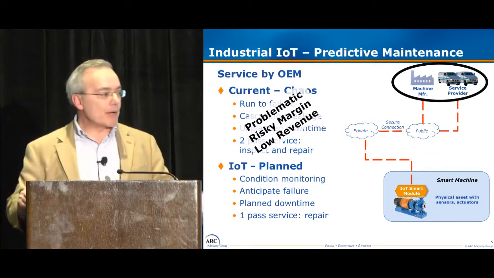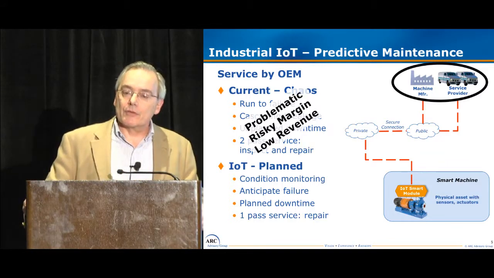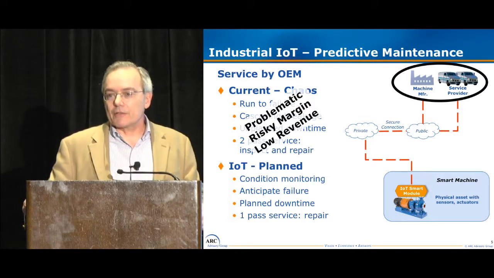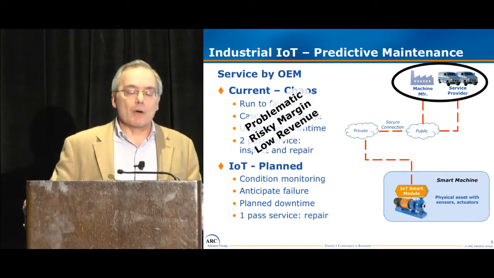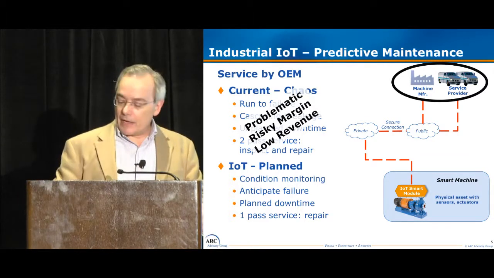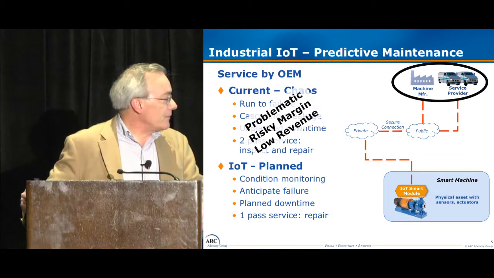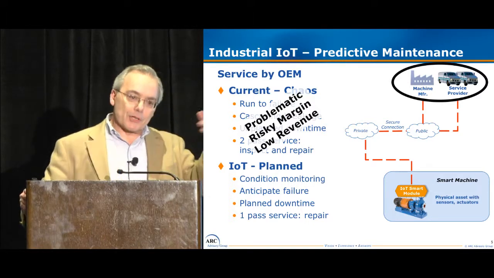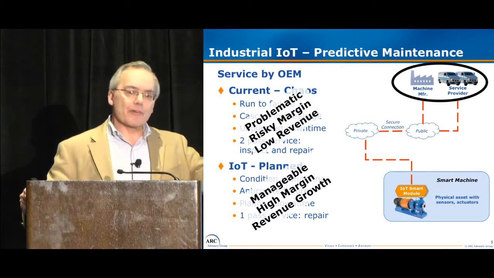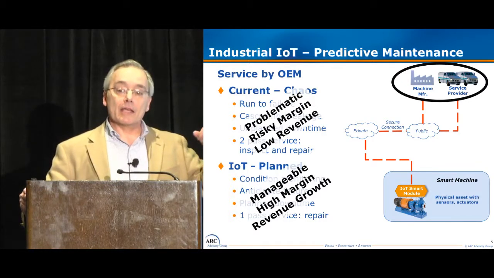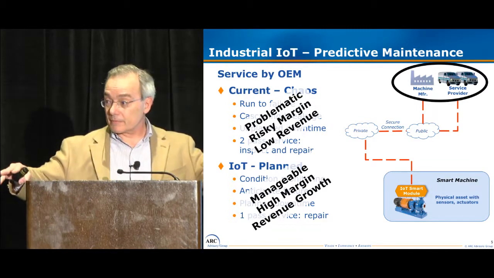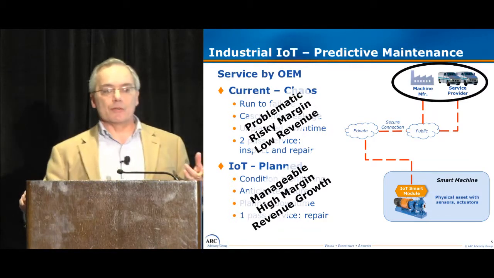In a study recently published in Harvard Business Review, I think something like 15% of a typical machine manufacturer's revenue is aftermarket, and that's nearly all spare parts, all right? Now, if we go to the IoT viewpoint, because you're doing condition monitoring, now you can plan the service. Now it becomes very manageable. It can be high margin because you can even out the workload, and it's high revenue growth.